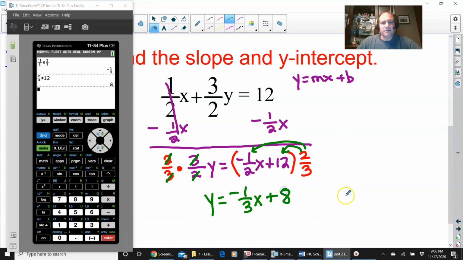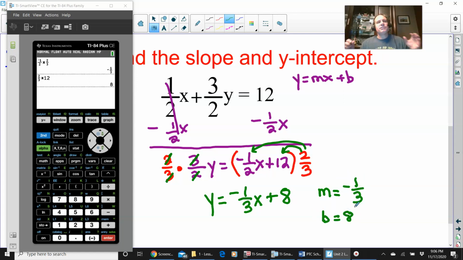Awesome. What's the slope and the y-intercept? That was an easy problem, but it was so difficult because I had fractions. Don't worry about the fractions. Don't change the fractions to decimals. Don't worry about it. You don't have to do that anymore. You have a calculator. M equals -1 over 3 and B equals 8.